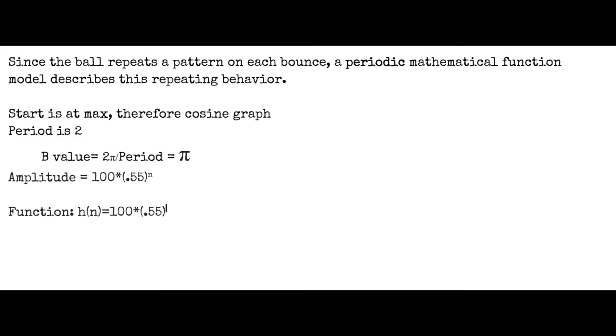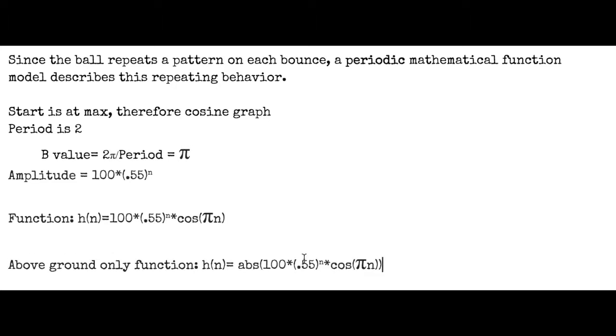Since the ball repeats a pattern on each bounce, we use a periodic mathematical function model that describes its repeating behavior. Since the ball starts at maximum point, we assumed that cosine would be involved when graphing the periodic function. We figured out that the period is 2, and from plugging in 2 in our equation to solve for b, we got b equals pi. The amplitude that we got was from the previous equation, 100 times 0.55 to the power of n. From all this information, the final function that we came up with was 100 times 0.55 to the power of n times cosine of pi times n.